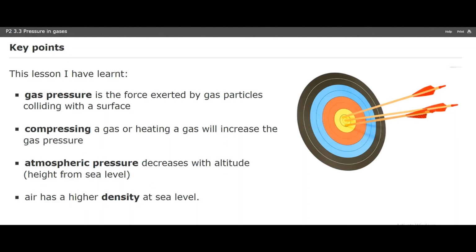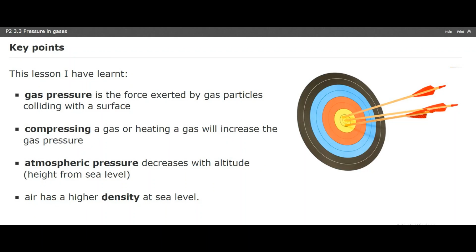Atmospheric pressure decreases with altitude. Okay, so as I said in the last slide or the slide before, as you increase height through the atmosphere, as you go up, the density of that gas gets less and less, because there's less atmosphere above pushing down, and so the pressure decreases with height.